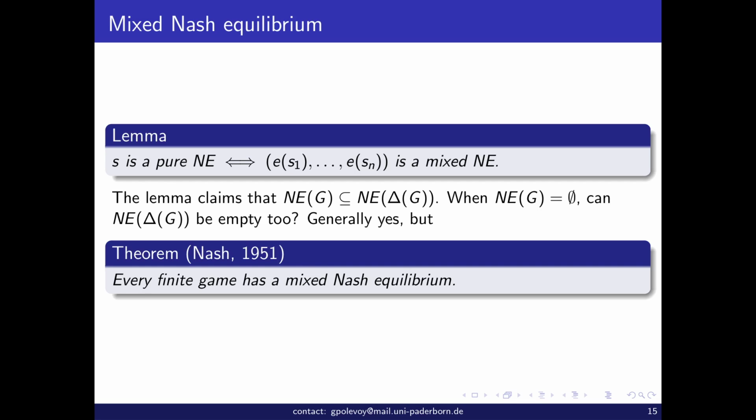But maybe some equilibria get added, and that's the case sometimes. So a burning question is, if the original game had no equilibria, can the new game have no equilibria as well, or does it always get some equilibria? Well, the general answer is no, it doesn't always. The new game can be empty too. The new set of Nash equilibria can be empty too. But if the original game is finite, then the new game has at least one Nash equilibrium. And that's the famous theorem of Nash from 1951, which we are going to prove.